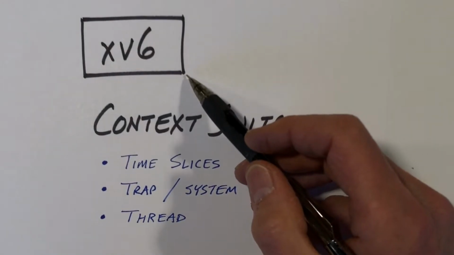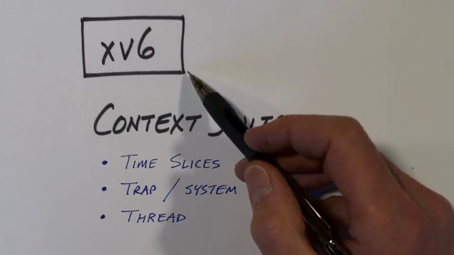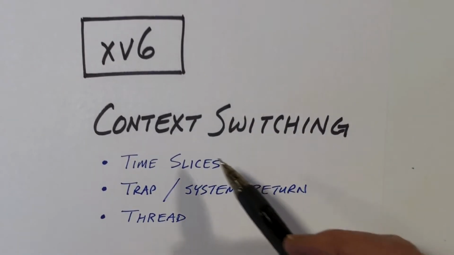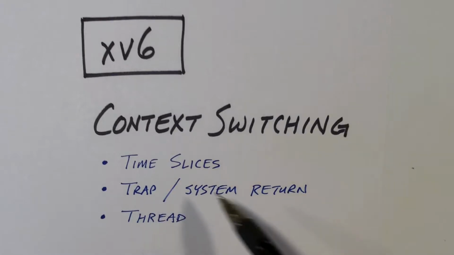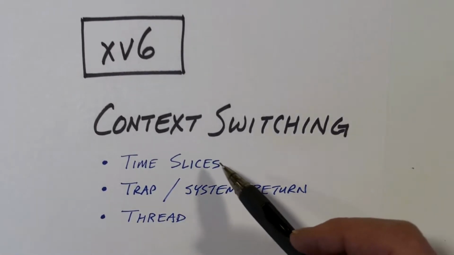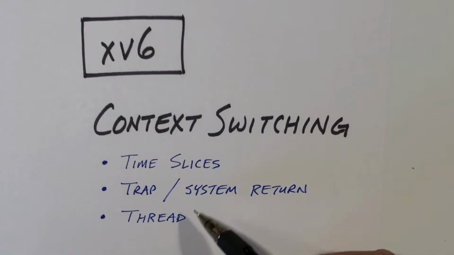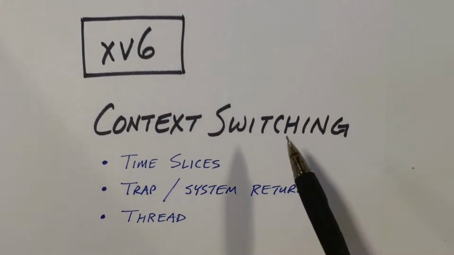This video is part of a series on the xv6 operating system kernel. In this video, I will talk about context switching. I'll talk about how traps and system return instructions are used to implement time slices. And I'll talk about how the system switches from one thread to another.